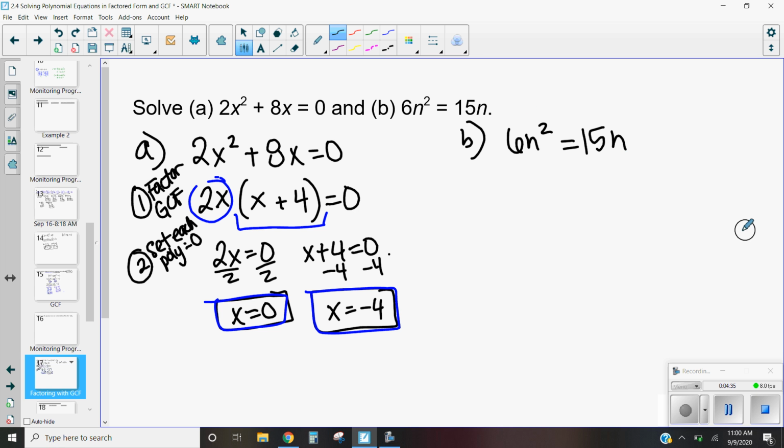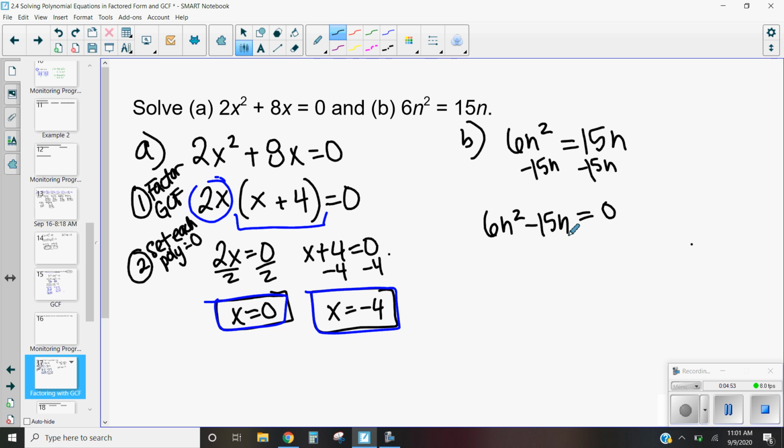So what I want to do here is I actually want to make this equal to 0 to start. So I'm going to subtract 15n. I want to move that 15n from this side to that side. And when I move that, 15n minus 15n is 0. And then I end up with 6n squared minus 15n.